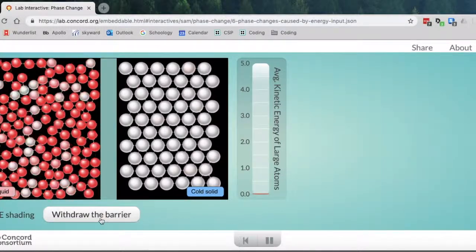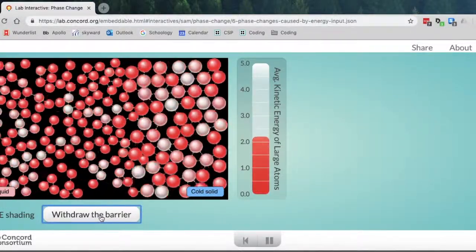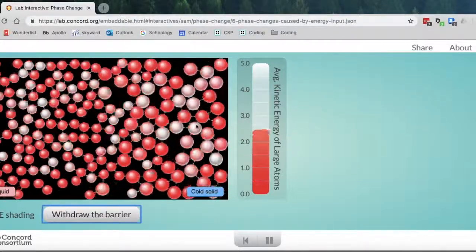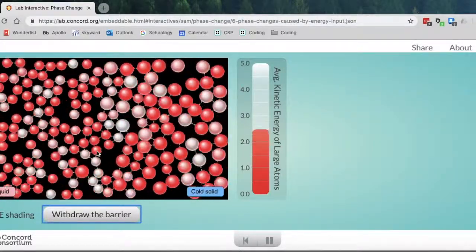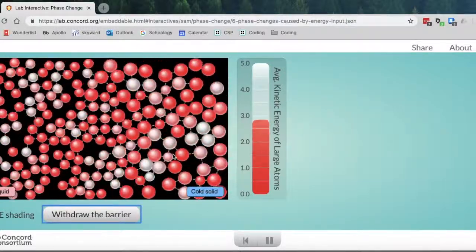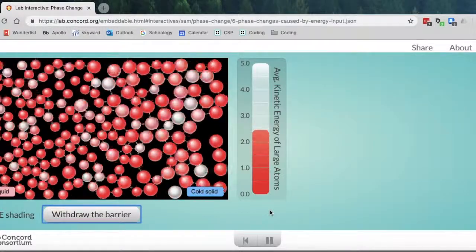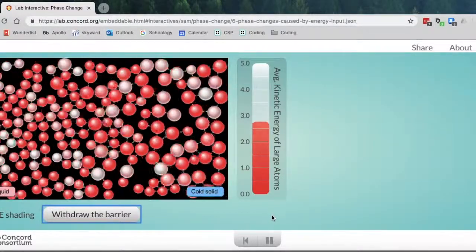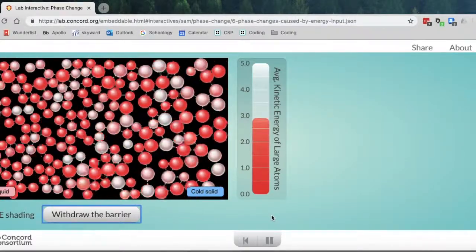So now I'm going to go ahead and hit the withdraw the barrier button. And what you see happening is all of a sudden the average kinetic energy of all these atoms just shot right up. Right, the fast atoms hit the slower ones, and that made the slower ones start to move faster. And now you can see these larger atoms on the right. It's not a cold solid anymore. They can move around the container now. Just like we predicted, the hot liquid melted the solid and turned that into its own liquid.